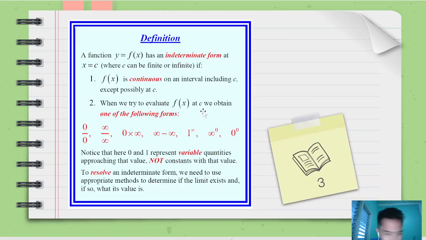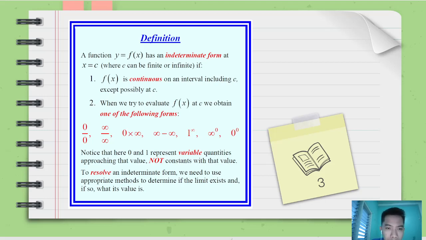So we have this definition: a function y is equal to f of x has an indeterminate form at x is equal to c, where c can be finite or infinite, if first, f of x is continuous on an interval including c except possibly at c, and second, when we try to evaluate f of x at c, we obtain one of the following forms, those that I have mentioned a while ago.